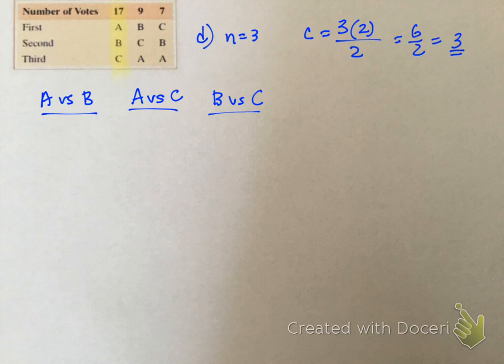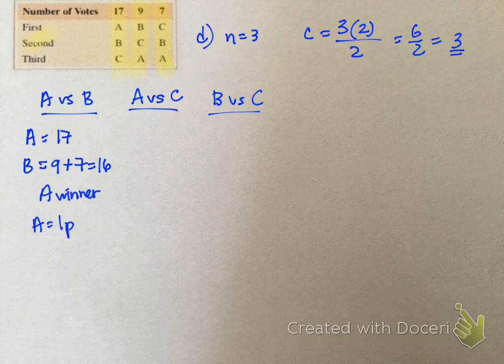Look at the first column here. So this is going to be A versus B. So if I look at the first column, A has first place, B has second place, A gets votes, so they get 17. I'm looking at the next column. B is in first place, A is in third place, so B gets a vote of 9. And then the last column, B has second place, A has third place, so since B is of higher ranking, B gets the 7 points. So when I add those together, I get 9 plus 7, which is 16. A is the winner. So that means A gets 1 point.